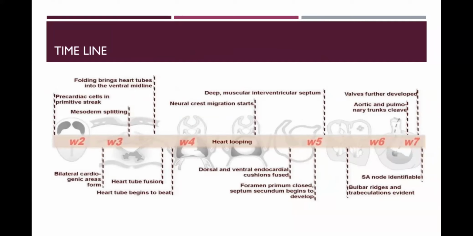In the 6th week, the muscular ventricular septum partially separates the ventricles, and in the 7th and 8th weeks, the spiral septum separates the ascending aorta and pulmonary trunk. Swellings within the truncus arteriosus give rise to the semilunar valves of the aorta and pulmonary trunk, and complete ventricular septation.